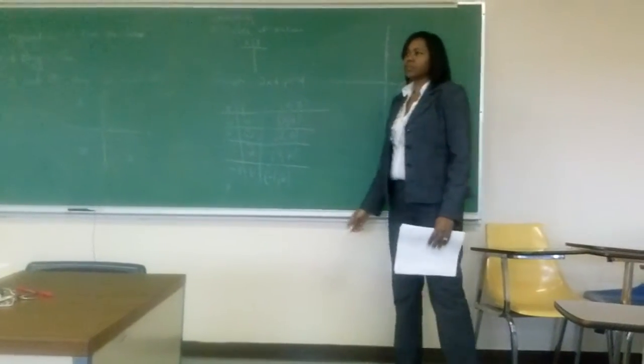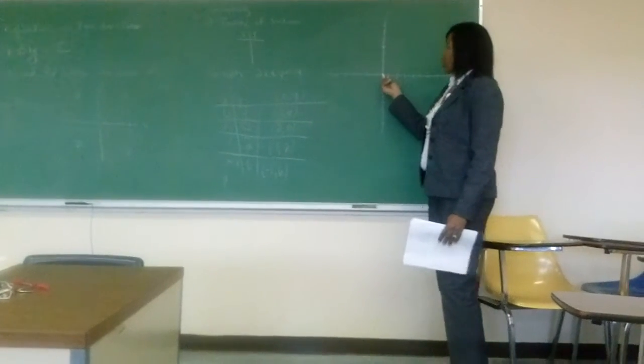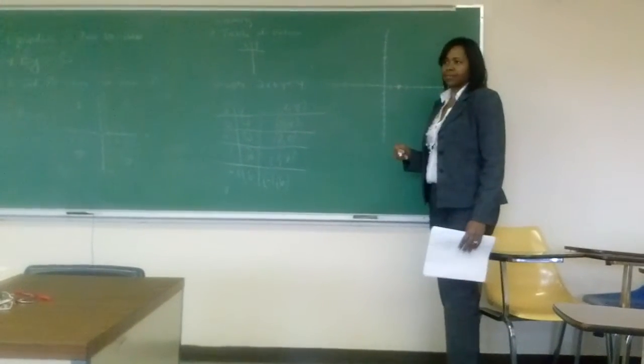(2, 0). Go back to my origin. I'm going to go (2, 0), so that means I'm actually going to go over 2 and not going anywhere for y. So it's right here on my x-axis.